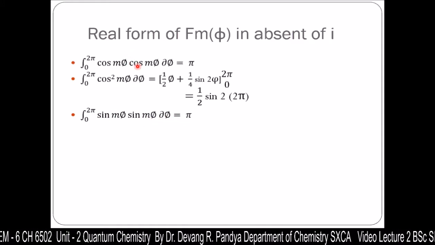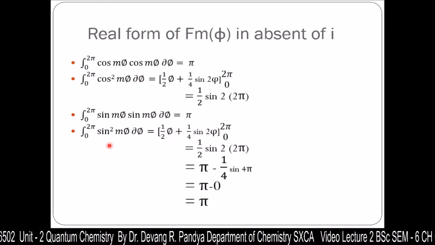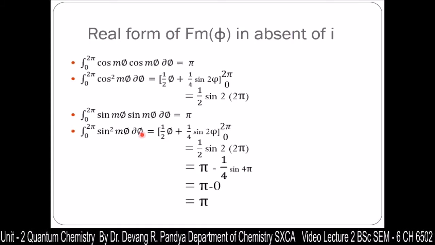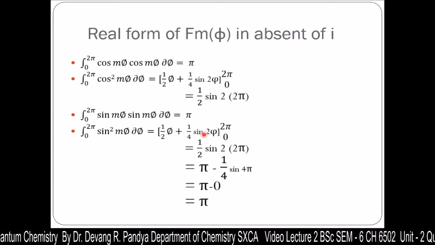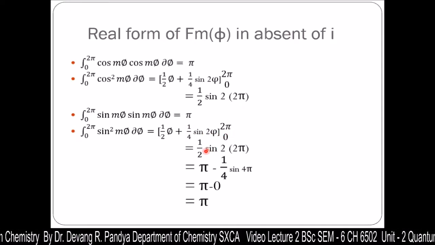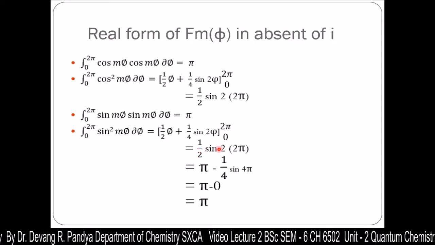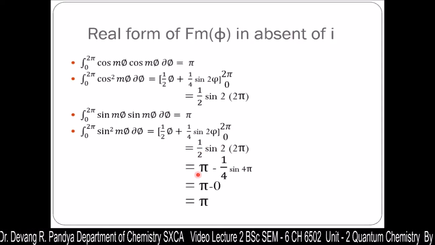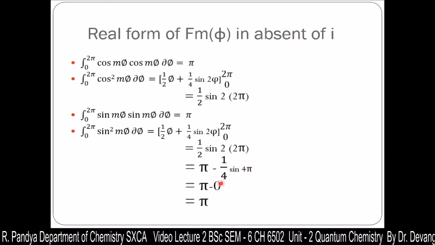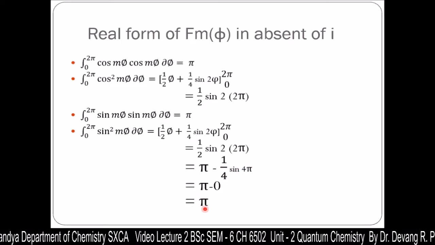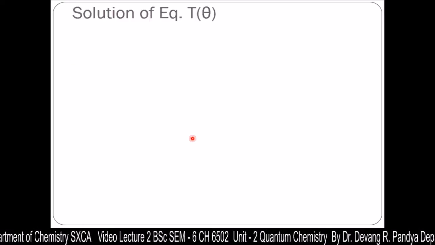That way, if the wave function is taken as sin m phi instead of cos m phi, we are going to get the integral 0 to 2 pi sin square m phi d phi equal to 1 by 2 phi minus 1 by 4 sin 2 phi from 0 to 2 pi. So we are going to get the integration value pi minus 1 by 4 sin 4 pi, and that is 0. So pi minus 0, that is pi. So this value is pi and this value is pi as well, we are going to obtain.